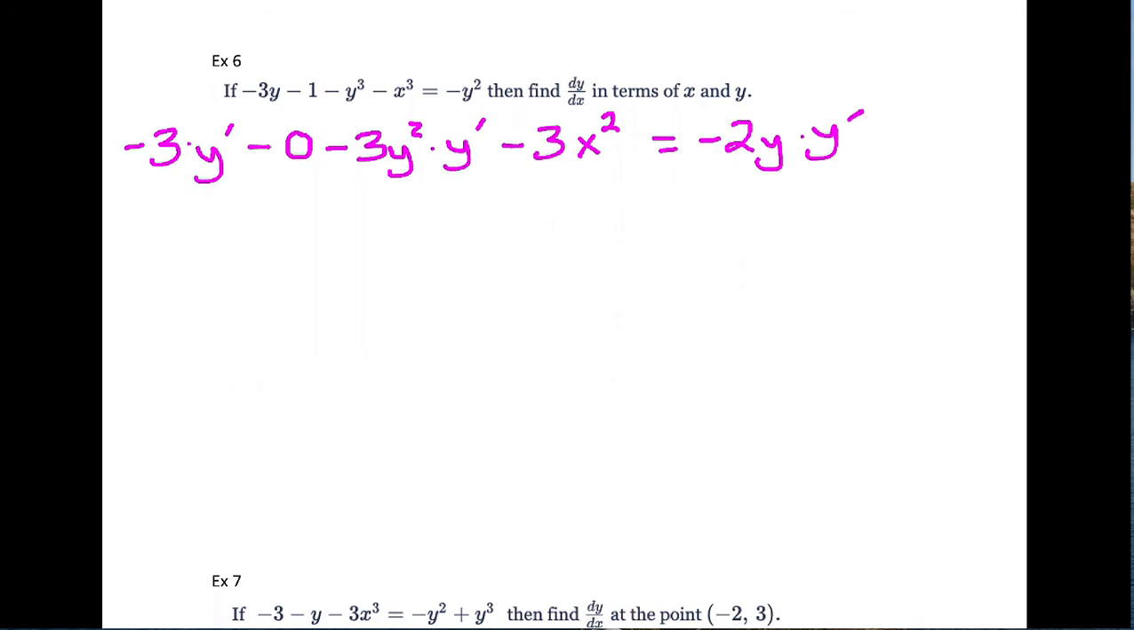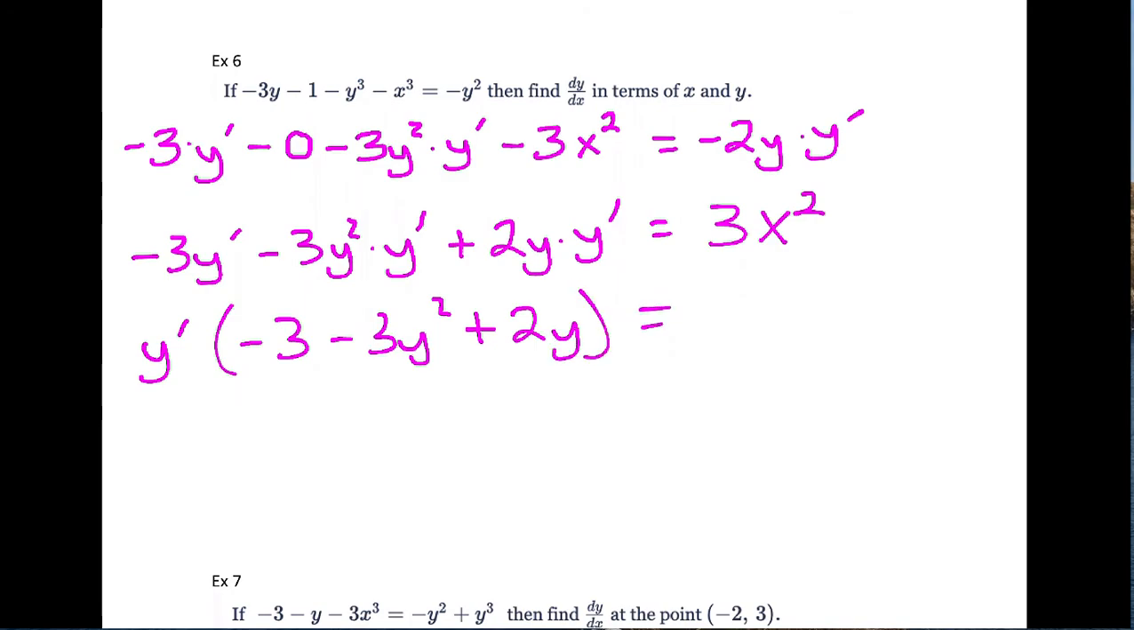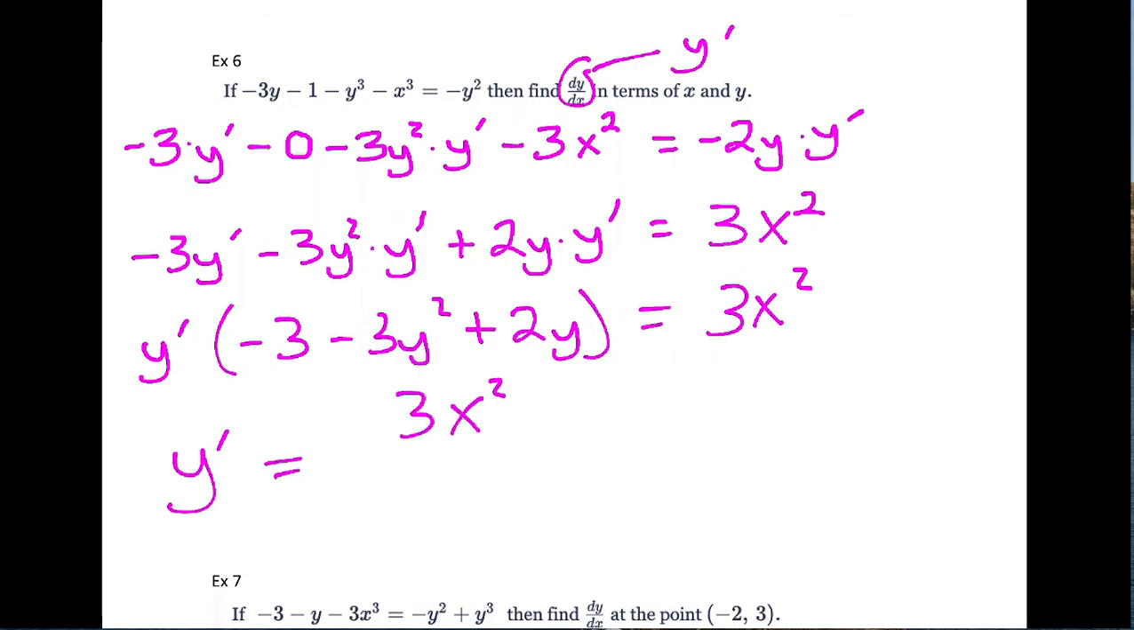Now I look and I got a lot of different y prime terms. I'm going to collect all the y prime terms on the left side and move everything else onto the right side. So the y prime terms I have are minus 3y prime, minus 3y squared times y prime, plus 2y times y prime equals 3x squared. If I factor out a y prime, I'd have minus 3 minus 3y squared plus 2y equals 3x squared. So y prime, which is what I'm supposed to find, is 3x squared divided by negative 3 minus 3y squared plus 2y. And then I'm done.